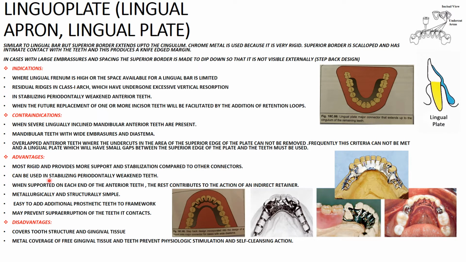It can be used in stabilizing the weakened teeth. When supported on each end of the anterior teeth, the rest contributes to the action of indirect retention. Then it is simple to design, easy to add additional prosthetic teeth, and it may prevent the supra-eruption of the teeth it contacts. Disadvantages: it covers tooth structures and gingival tissues. The metal coverage of the free gingival tissue and the teeth prevents the physiologic stimulation and the self-cleansing action of this major connector of the denture.